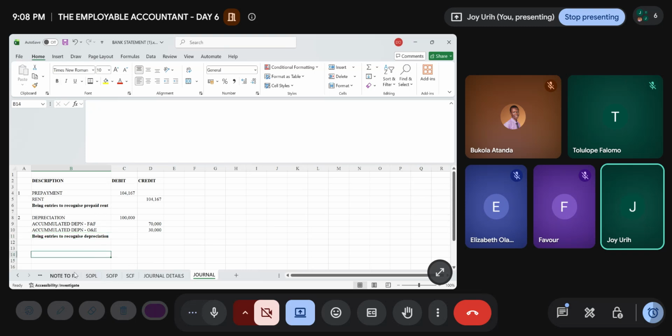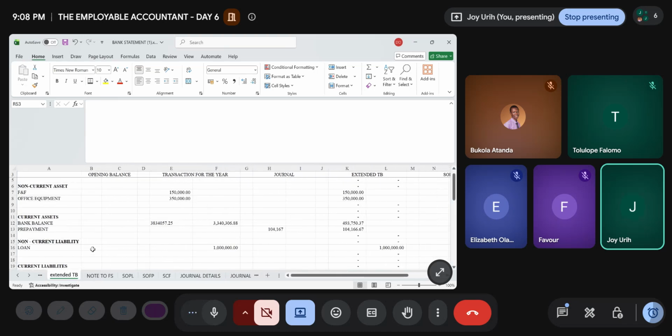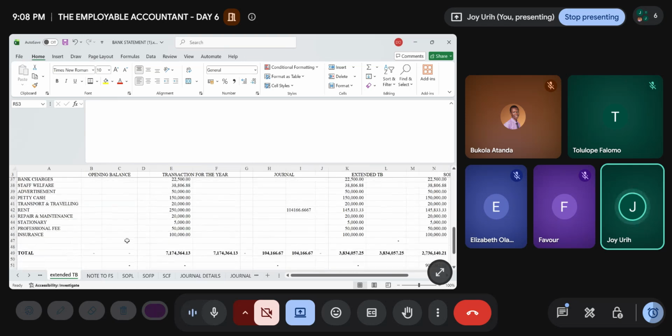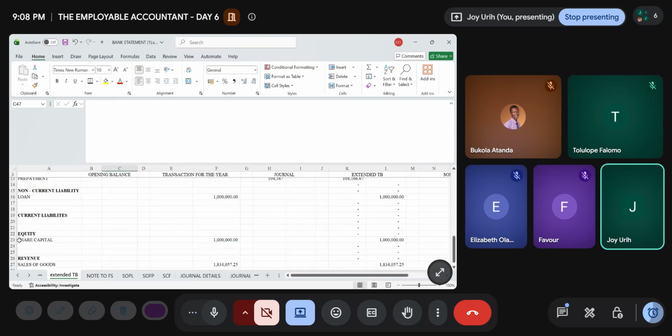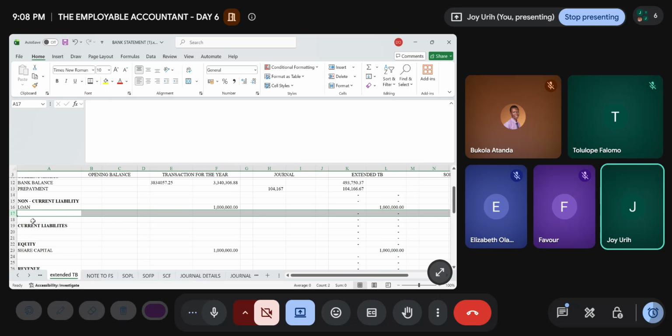So we'll go to our extended TB to recognize this as well. Under operating expenses, we don't have depreciation there before. Depreciation is an administrative expense, so we are going to put it under operating expenses. Then accumulated depreciation will be under non-current liability.